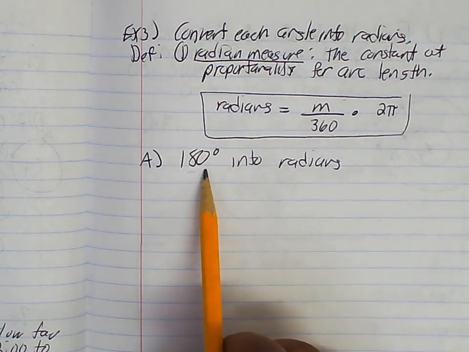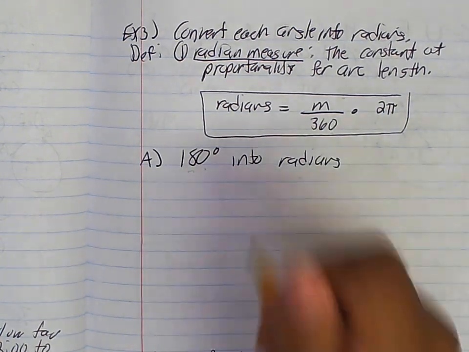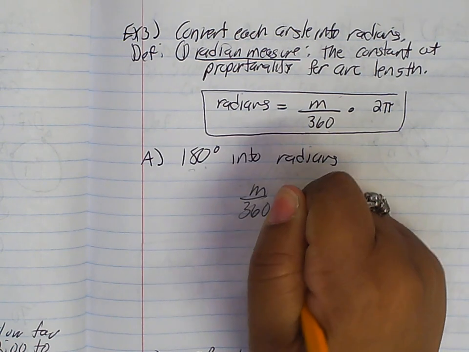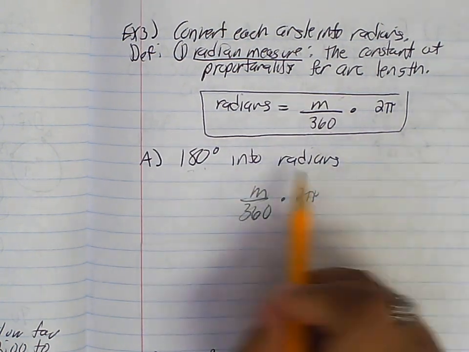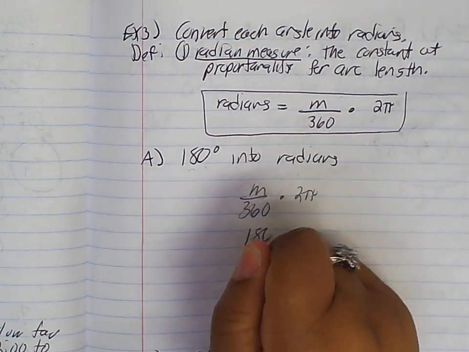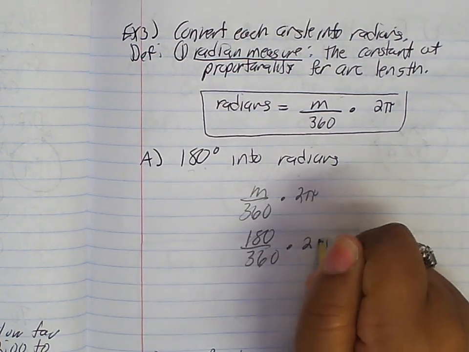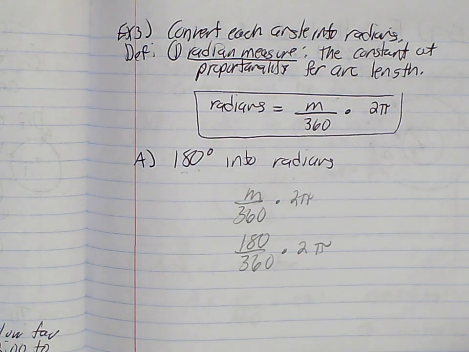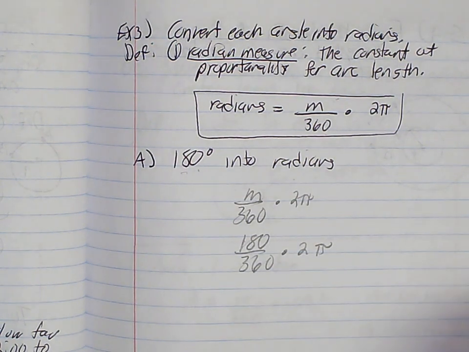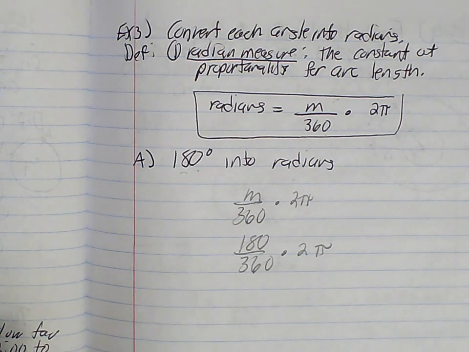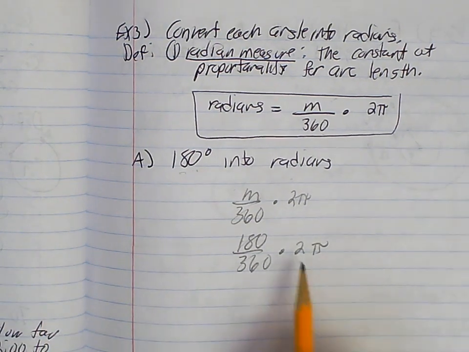So if I have 180 and I want to go into radians, my formula would be m over 360 times 2 pi. So I would take the 180, put it on top of 360, times 2 times pi. Okay? All right. If it tells you to leave it in radians, pi is your radians, so you can just leave it. So don't multiply that through.